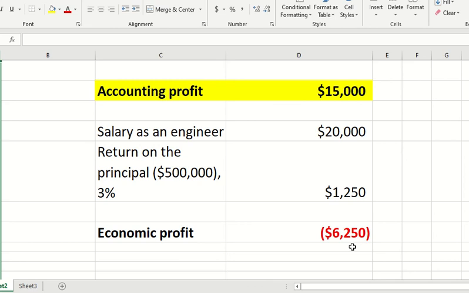Okay? But he has to bear in mind that by choosing this decision, by choosing to run this restaurant, he would expect to lose $6,250 a month. So he has to ask himself whether his lifetime dream is worth that much. Most of us would probably say no. Okay, so if that's the case, then he should continue to be an engineer, okay, instead of starting his own business.